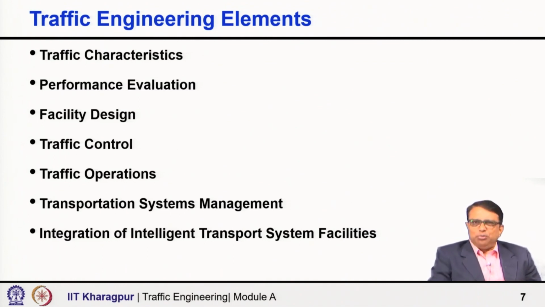Next, coming to the various elements of traffic engineering. When we talk about traffic engineering, several elements are important, namely traffic characteristics. We must know the traffic characteristics: what is the volume, how is the composition of different vehicle types in the traffic stream, and particularly in developing and emerging nations, the traffic in most cases is highly heterogeneous. So, traffic characteristics are very important. Then the evaluation of performance, facility design, traffic control, traffic operations, transportation systems management, and integration of intelligent transportation systems facilities. Now, a little bit of discussion about each of these elements.